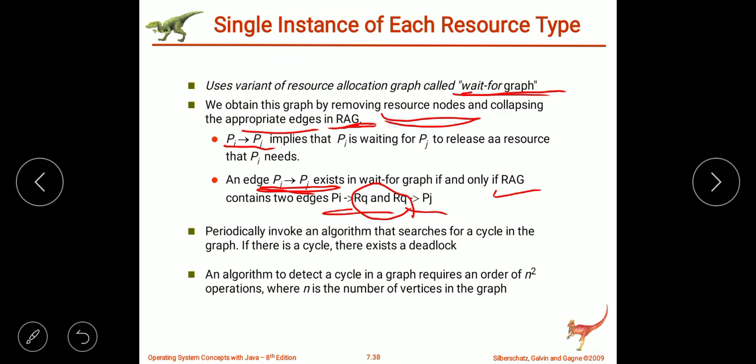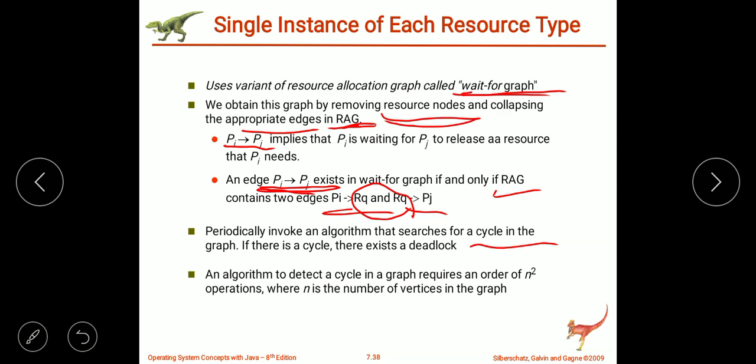Then periodically invoke an algorithm that searches for a cycle in the graph. So after drawing the wait-for graph, we need to search for a cycle in the graph. If there exists a cycle, then we can say that deadlock has occurred. This we have seen in the resource allocation graph also, right?